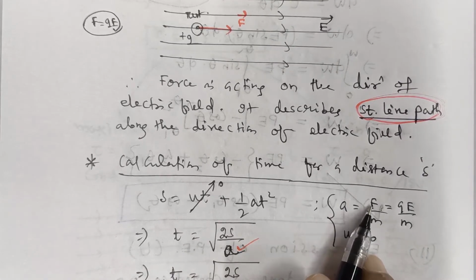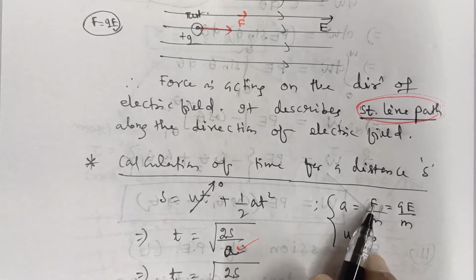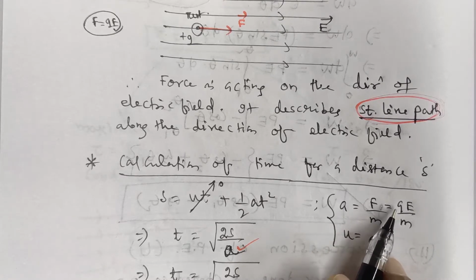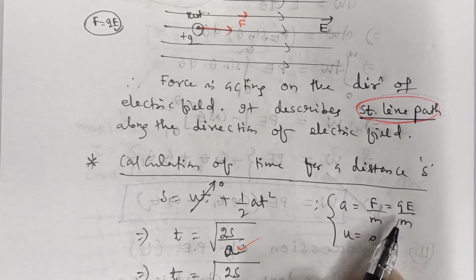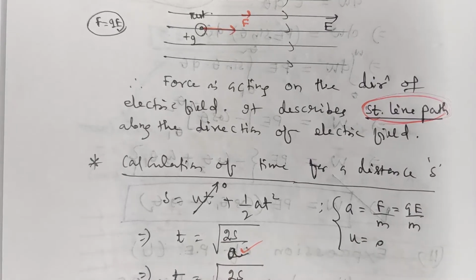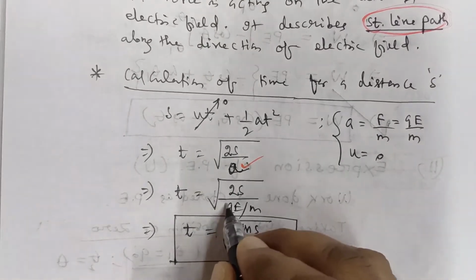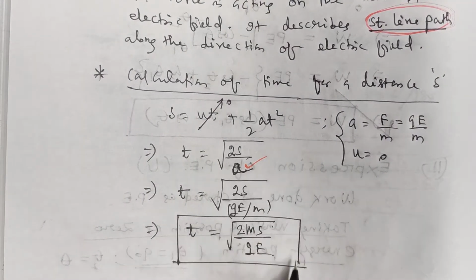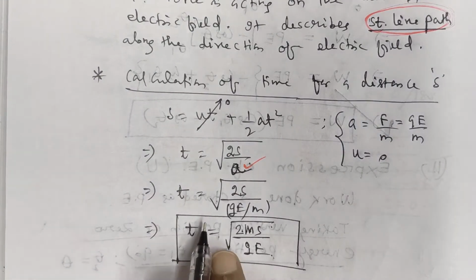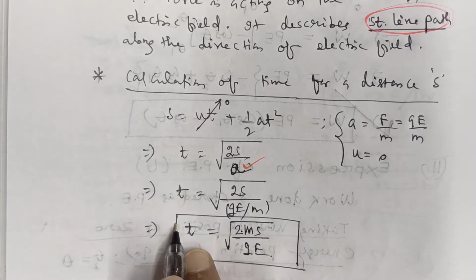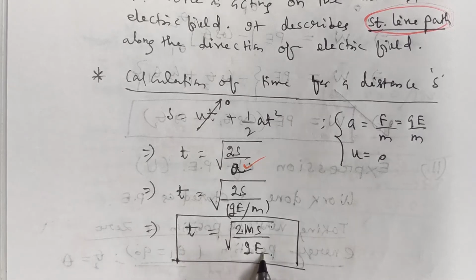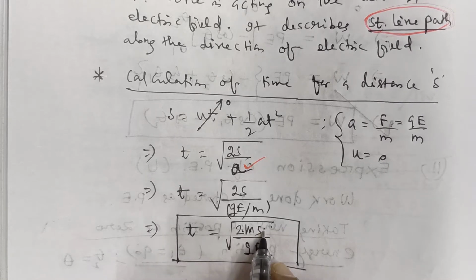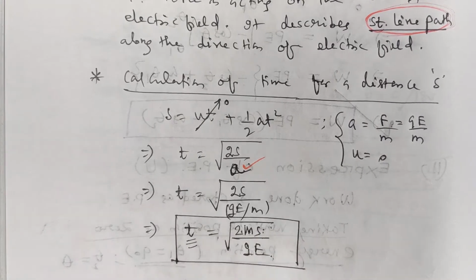Acceleration, according to Newton's second law, is force by mass, and here F is equal to QE because the charged particle is kept in the electric field. That's why acceleration is QE by m. Now we put the value of QE by m here. You see the time will be root of 2ms by QE. This is the formula that we have derived. If a charged particle is initially at rest, it moves under the action of electric field and covers the distance s, then the time taken to cover this distance s is given by this formula.